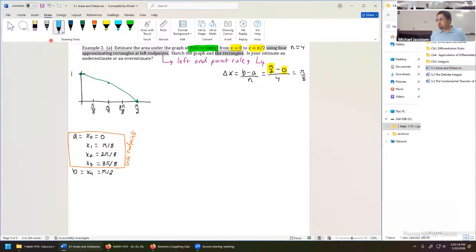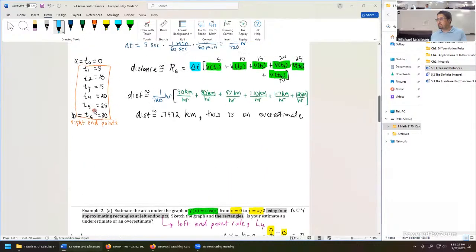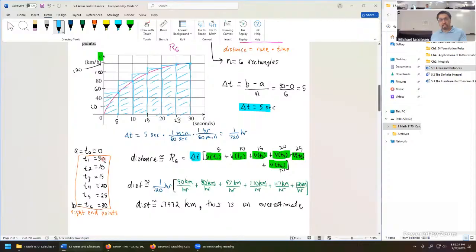Okay, so let's compare to what we did on example 1. On example 1, it was right endpoints. The first right endpoint was 5. So when we went to sketch a rectangle, we went to 5, we went up till we hit the curve, and that determined the height of that particular rectangle because it was the right endpoint rule.